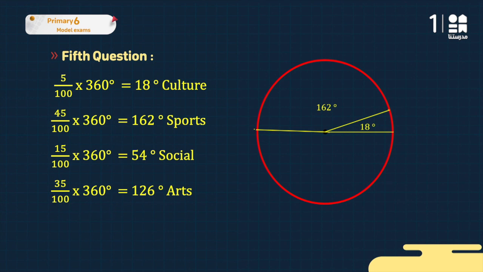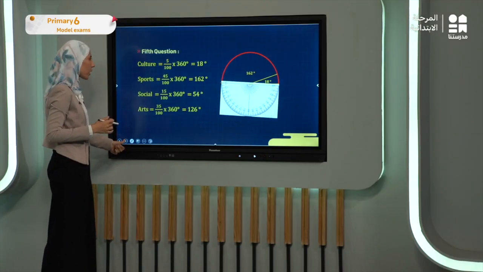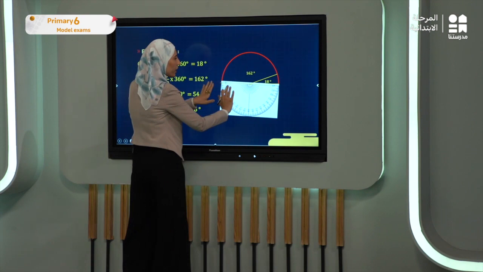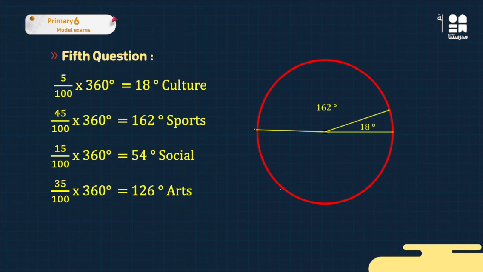Don't forget to write the angles, okay? Sometimes you can write sports and so on. The last numbers, social: I put my protractor on the last radius I drew. Put the zero on the radius and the center point on the center point, and start counting till 54. So 54, this is my point. I will remove my protractor, draw the line, and put my angle, 54 degrees.